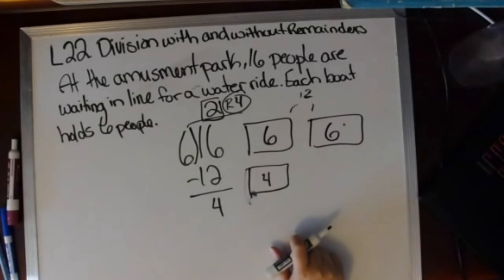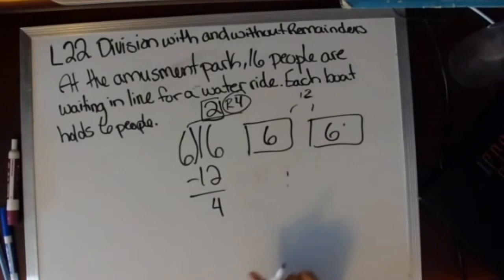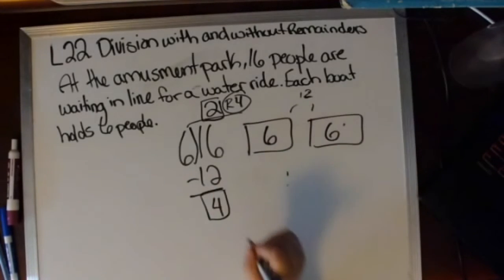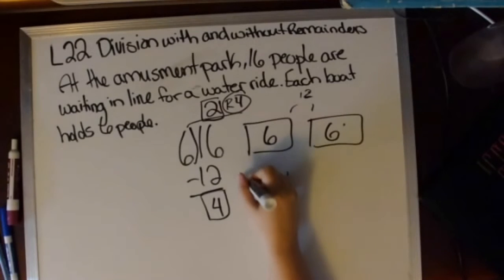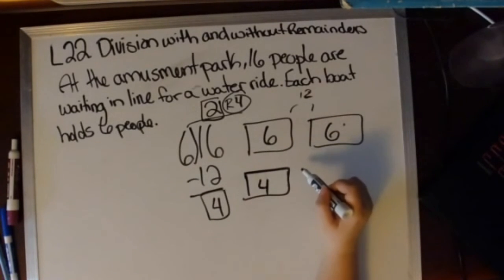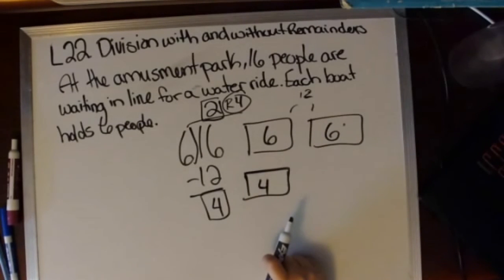B, if 2 boats arrive at the loading dock, how many people will have to wait for the ride? Well, we just did that. There's 2 boats. I fill up the 2 boats. How many people are left over? B is 4. 4 people are left over if 2 boats arrive. C, if 3 boats arrive at the loading dock, how many boats can be completely filled? We did that one as well. There's my remainder people. How many boats can be completely filled? 2 boats are completely filled. 1 is partially filled with the 4 people left over.